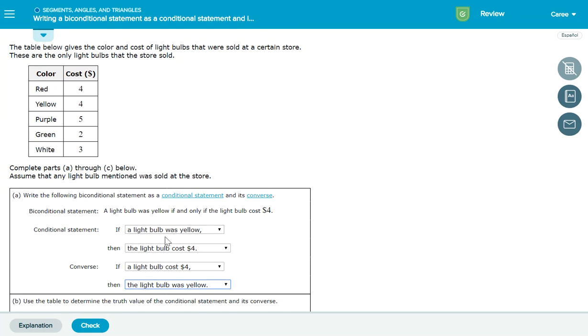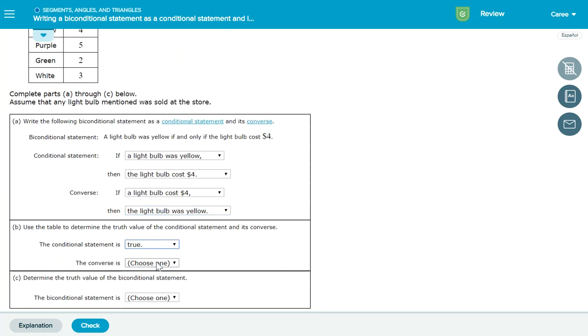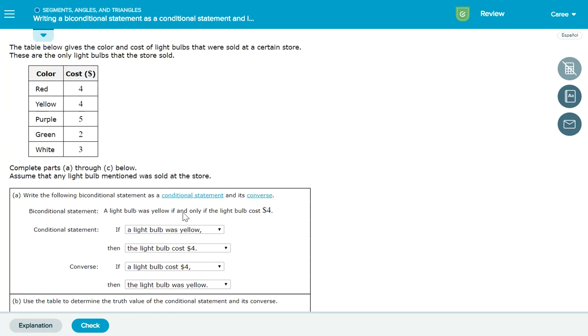If a light bulb was yellow, then the light bulb cost $4. Well, let's go find the yellow light bulbs. If the light bulb was yellow, we look at the yellow light bulbs, then the light bulb costs $4. Yes, that is true. So let's mark that as true. But let's look at the converse. Sometimes the converse can be kind of tricky with the table. If a light bulb cost $4, then the light bulb was yellow.